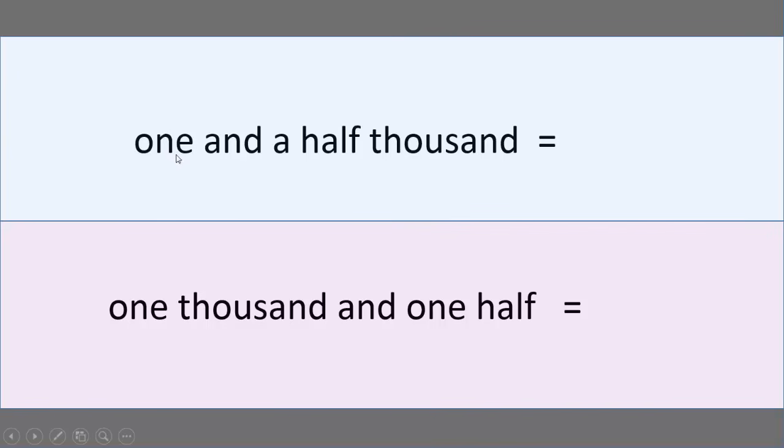You have to be a little careful with this kind of number because 1 1/2,000 and 1,000 1/2 are very different numbers. 1 1/2,000 is actually 1,500, and 1,000 1/2 would be 1,000.5.